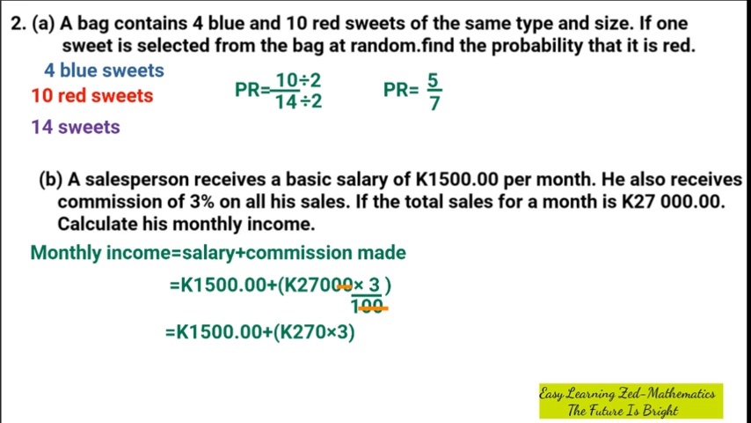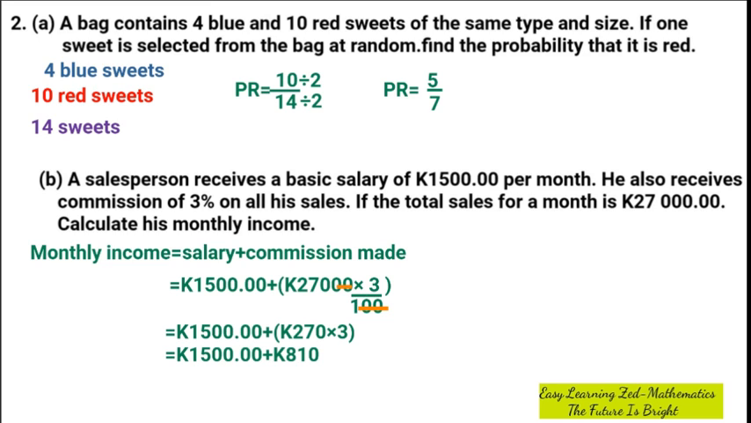Okay, once we've done that, I'm not going to touch the salary of 1,500 first. I'm going to make sure that I deal with these numbers which are in brackets. So I'm going to say is equal to 1,500 plus 270 kwacha times 3. 270 kwacha times 3 will give us 810 kwacha.